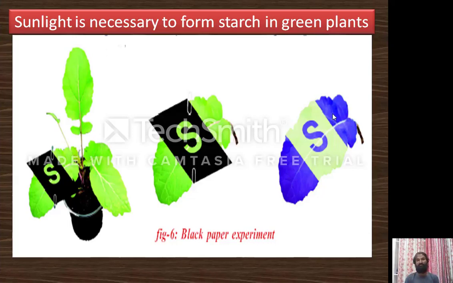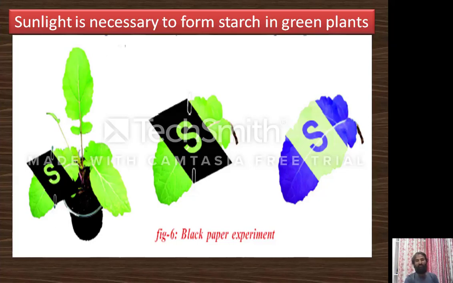Just you see here. In the S shape there is no black paper, and the leaf apical region and leaf basal region also do not have black paper. Only the mid area of the leaf has black paper. So when we put this plant into the sunlight, what will happen? The green colored leaf areas receive the sunlight, are involved in photosynthesis and prepare the starch. Where the black paper is present, the plant tissues do not receive the sunlight, so they do not perform photosynthesis.